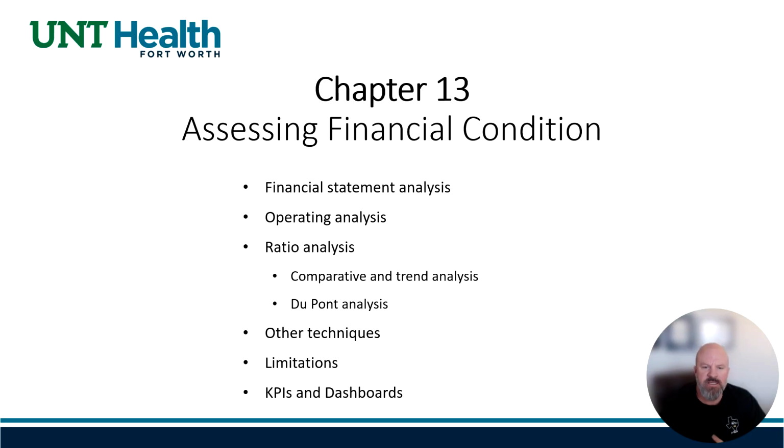We're going to talk about assessing how to do a financial condition, which will include financial statement analysis. In the previous couple of chapters, we've looked over financial statements like the cash flow statement, the balance sheet, and the income statement. We're going to be analyzing those and pieces of those in this lecture. This also includes an operating analysis as well as ratio analysis so that we can look at comparative trends and analyze those trends to see where we're at, what we've seen in the past, and how we move forward.